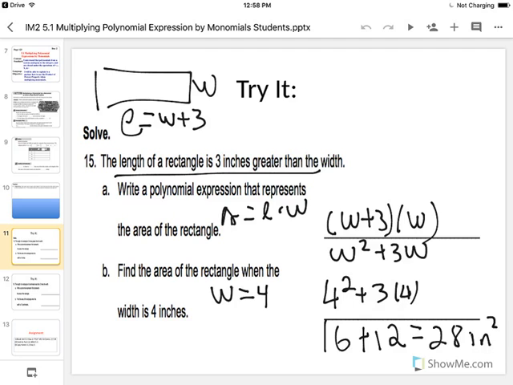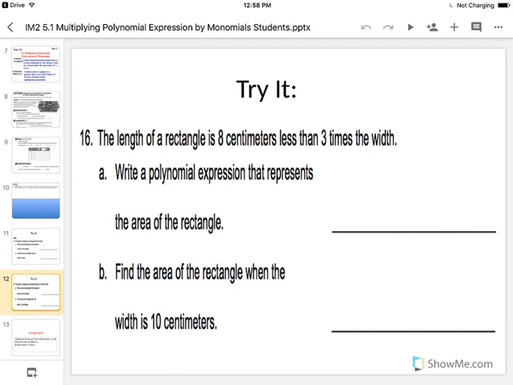Okay, let's go on to our next example. So this is similar to what we just went through. So I need you guys to try this out.